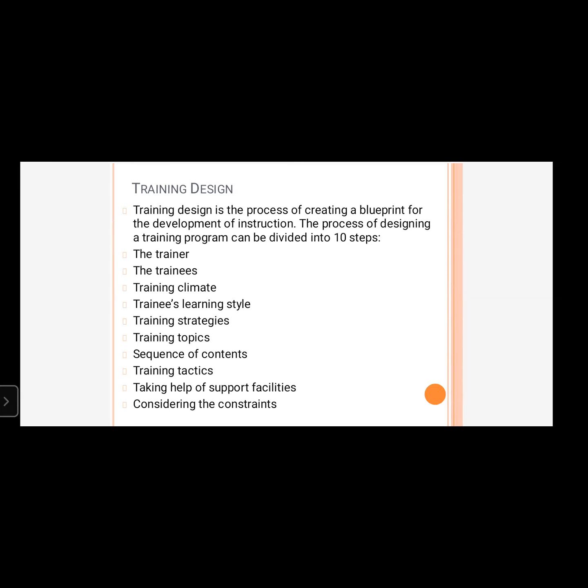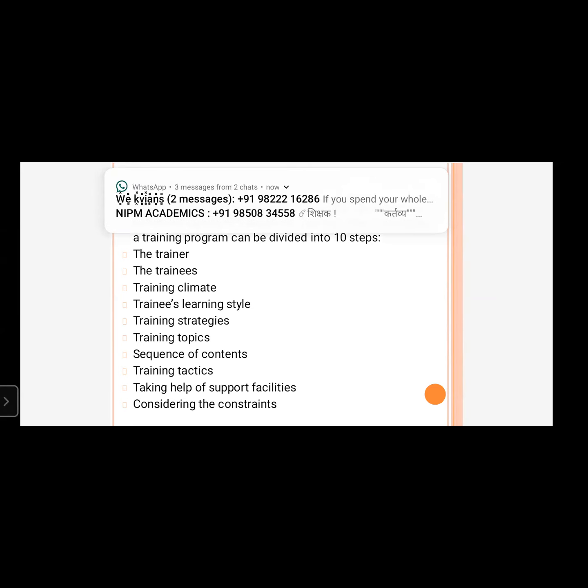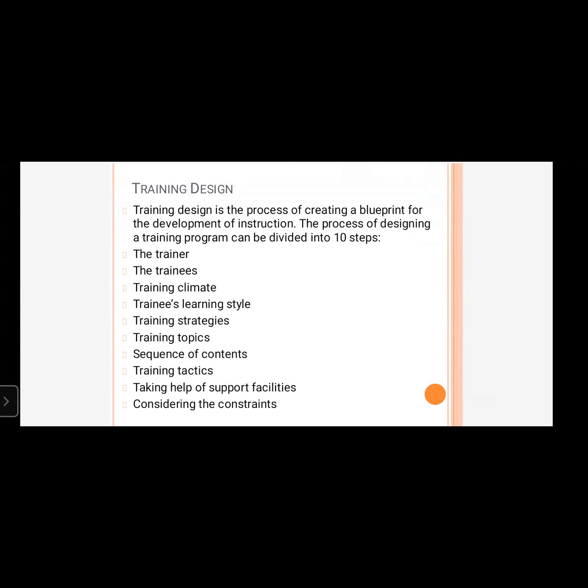Now, what is communication? If communication type of training is given, then what is communication? Suppose if it is the first step, then it should start from there. What is the meaning of communication? What are the various examples of communication? Step two. So it should be first step, then second step, then third step. So sequence wise, it should be there.